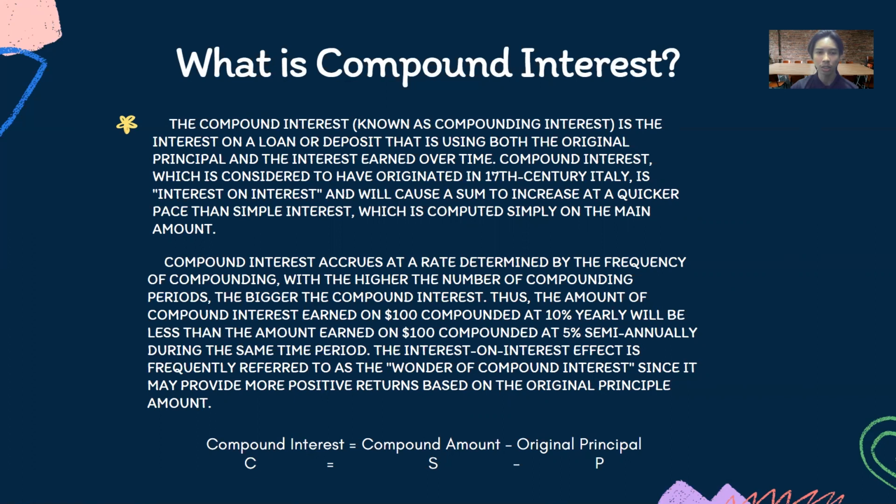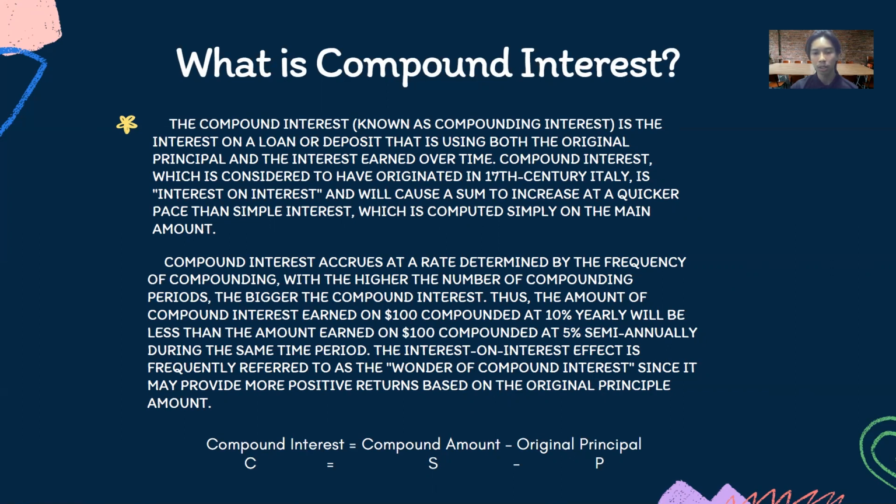Compound interest is considered to have originated in 17th century Italy. This interest on interest will cause a sum to increase at a quicker pace than simple interest, which is computed simply on the main amount. Compound interest accrues at a rate determined by the frequency of compounding, with the highest number of compounding periods.